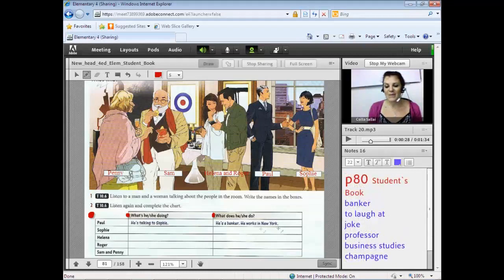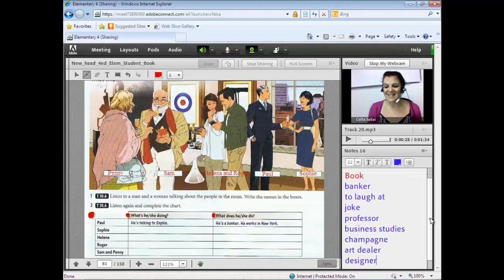So now we are going to listen to the rest of the recording, and I want you to make notes. Okay, so listen carefully, and about each person you have to answer these two questions. What is he or she doing, and what does he or she do? You are going to need these words, so you can look at the spelling just to make sure you get them right. Are we ready?